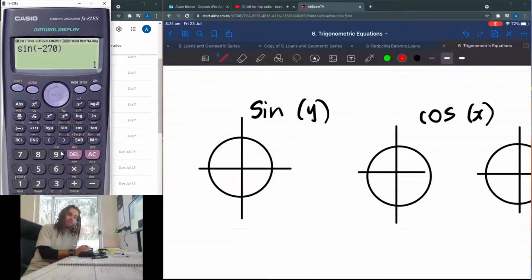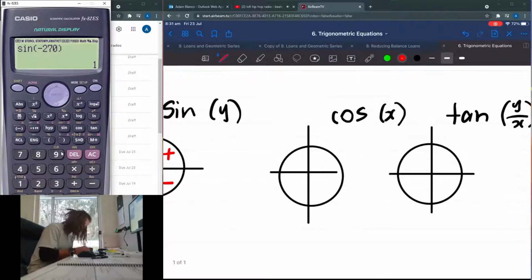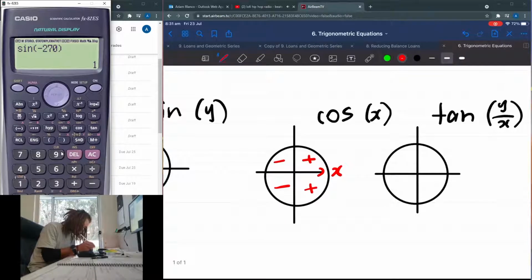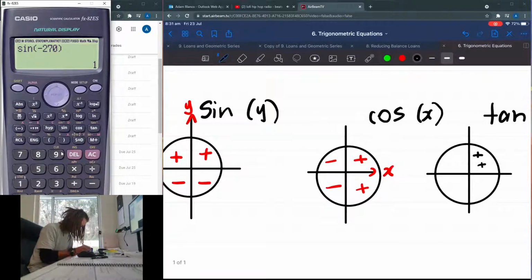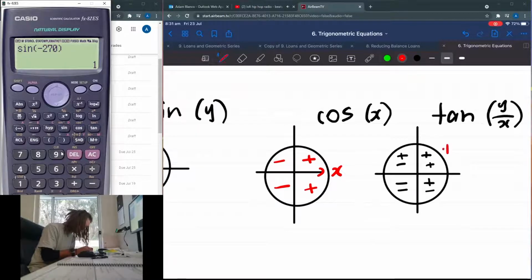Now sine is the y values. So the y values are positive here and positive here, negative here and negative here. Cos is my x values, that means I'm positive there, negative there, negative there. Tan is y over x, so I had 2 positives here. I've got a positive and a negative, a negative and a negative, and a positive and a negative. So in other words, this here is positive, that's positive, and they're negatives.